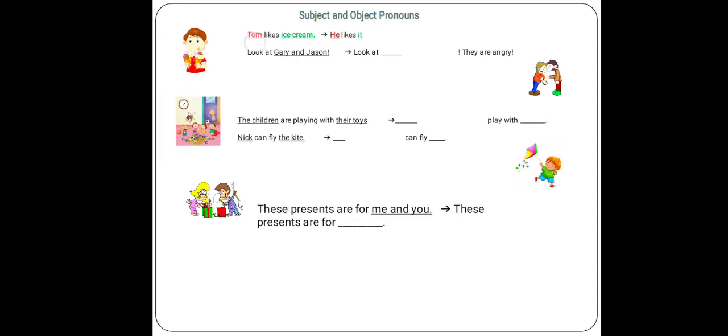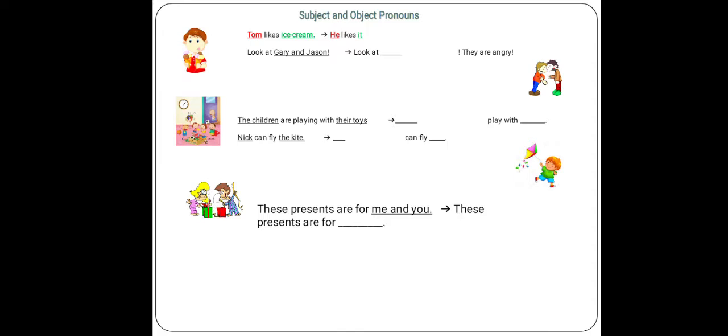So if we want to change Tom into a pronoun, it should be he, right? So he is for the third person singular, masculine, Tom. Ice cream is something, is a thing. We use it for object pronoun. So he likes it. Tom likes ice cream. He likes it. So it here refers to ice cream. Okay. We will see more examples and you will know why we put it here and he here.